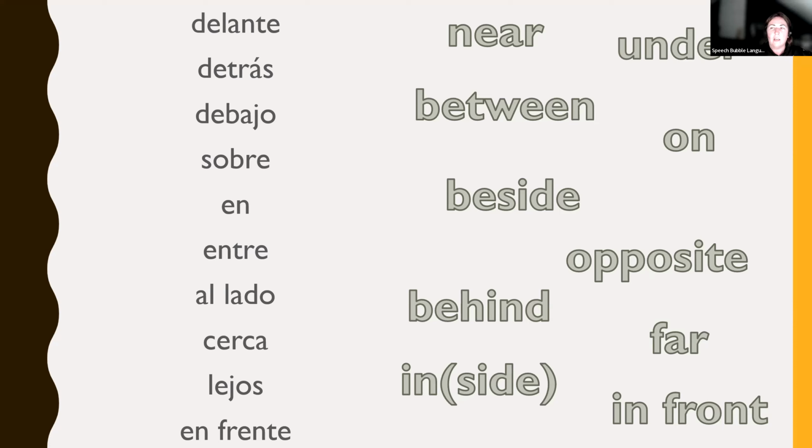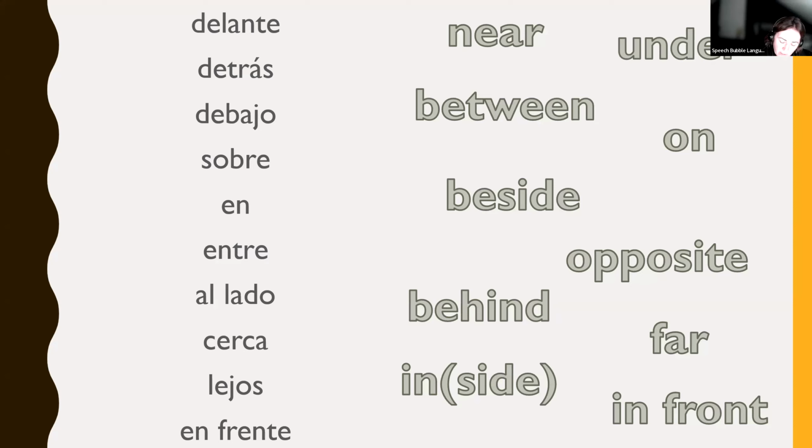And we can see we've got near, under, between, on, beside, opposite, behind, inside, far, and in front. Okay. Are there any that you think you might have an idea as to what they might be? Cerca. What do you think cerca is? I think it's near. Yep. Cerca is near. We did cover that not that long ago.